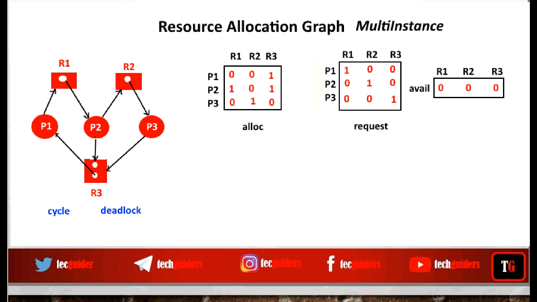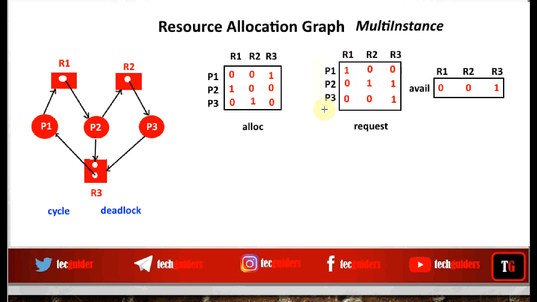So we shall try the matrix and vector method first. Here P2 is requesting R3. R3 is not allocated, so this becomes 0. P2 is requesting R3, so this becomes 1. And we have one instance of R3 now available. One instance of R3 is not allocated to any process, so the available vector becomes 0, 0, 1.